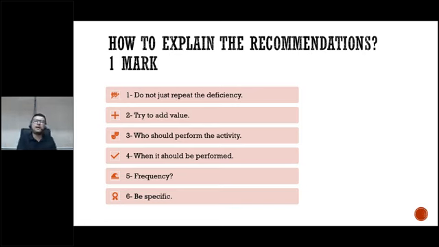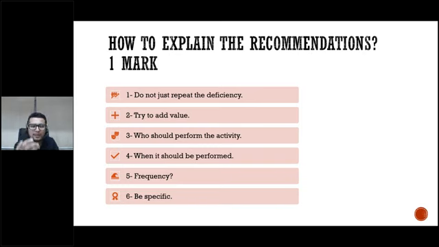What do I mean by how to explain the recommendation for 1 mark? You have to suggest a good control against the poor control in place. How to come up with a good control? You got to add value. Do not just repeat the deficiency.